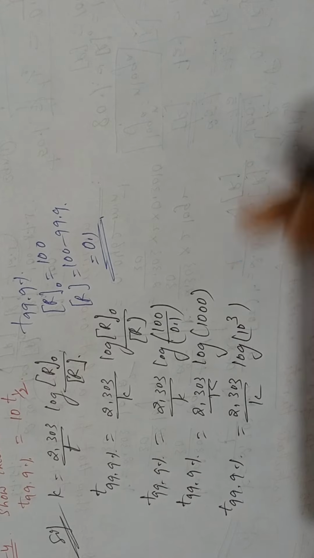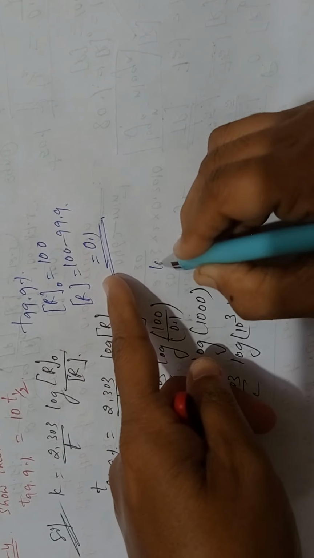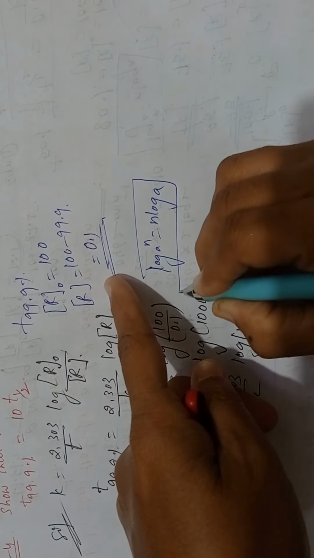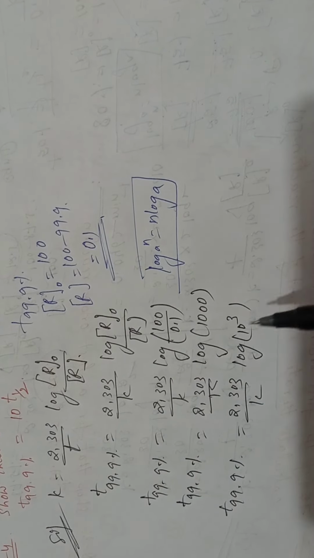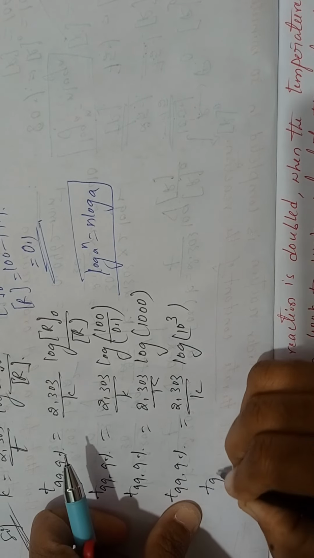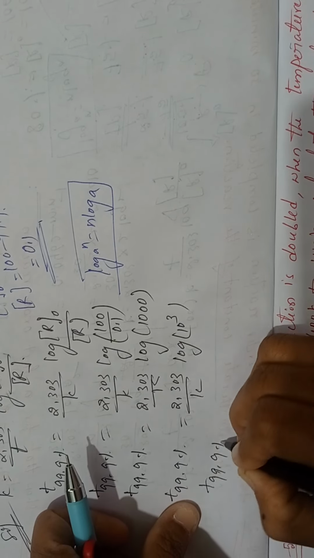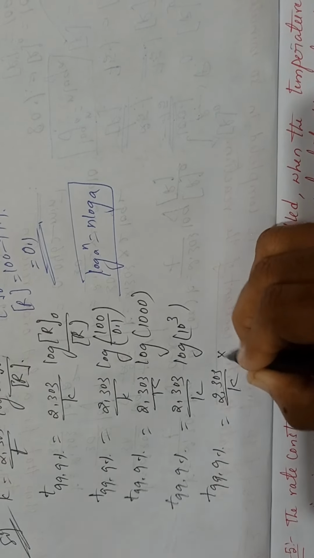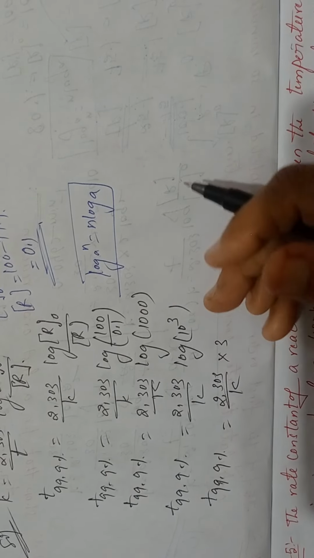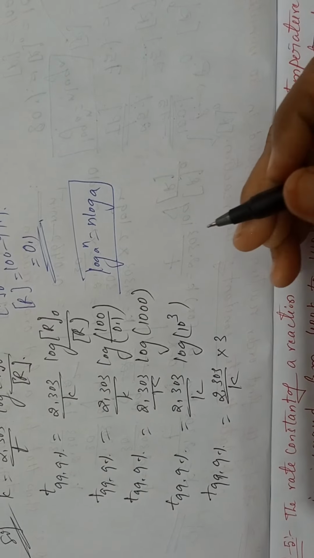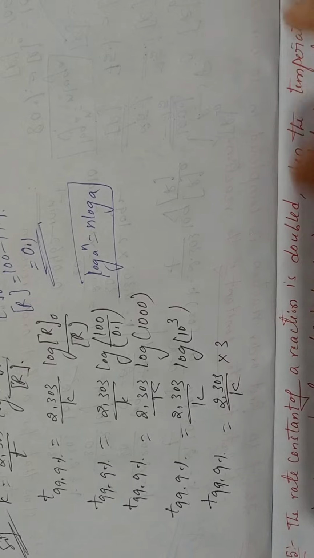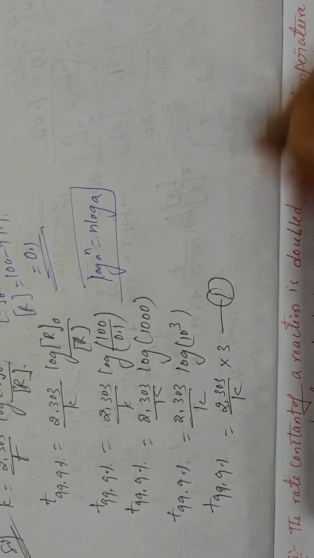10 cube, again we know one formula, logarithm of a power n is equal to n into log a. Correct? So use this formula. Logarithm of 10 power 3 is nothing but 3 into log 10. So that's why T 99.9% is equal to 2.303 by K into 3 log 10. Log 10 value how much, students? 1 only. Clear? So you will get 3 as the answer. So this is equation number 1.